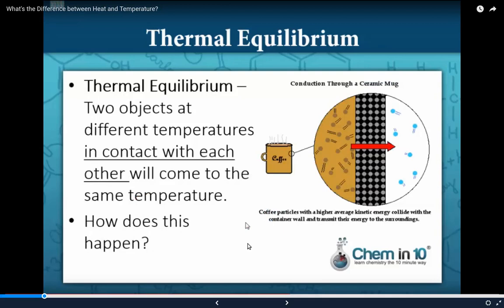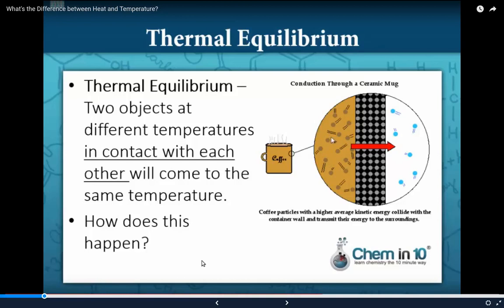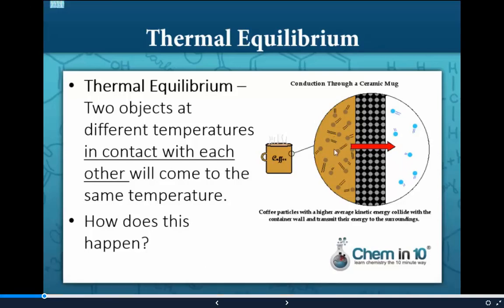So how is this thermal equilibrium achieved? Here we have a microscopic view of this coffee mug filled with hot coffee. Here's the hot coffee on the left. Notice that these particles are moving faster than the particles of air on the outside. You can tell by they have longer tails. And the ceramic mug, the molecules are pretty orderly.